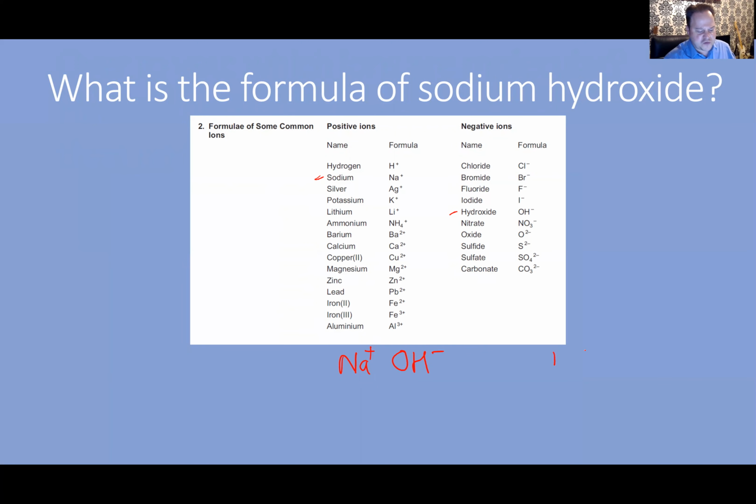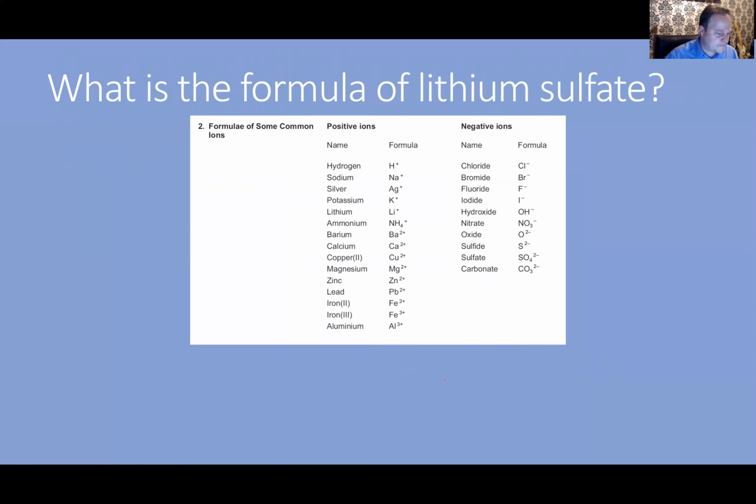Add the charges just like before. Sodium is +1, hydroxide is -1. Charges add up to 0, nice and easy, NaOH. You don't have to do any more with this one. The formula of sodium hydroxide is NaOH. This is a formula that you'll see time and time again. It's a very important chemical.